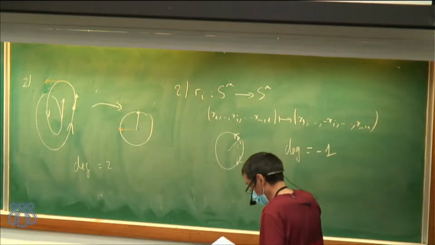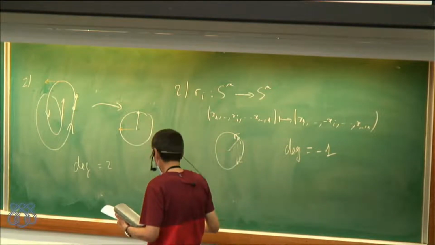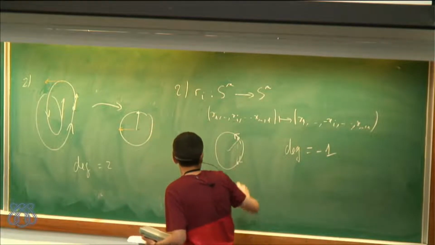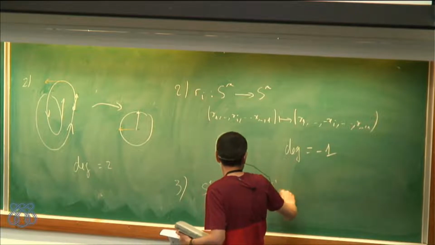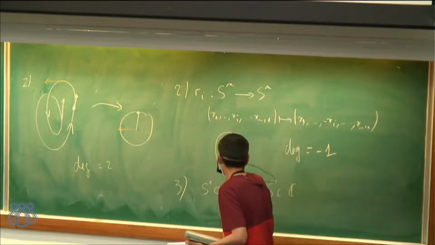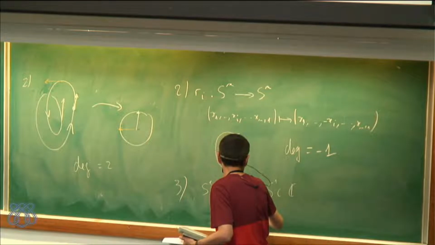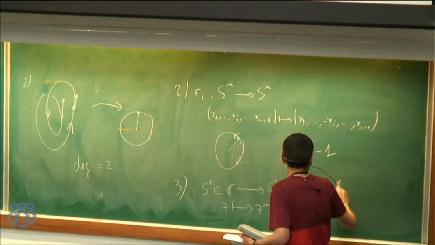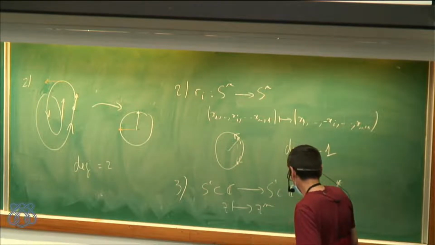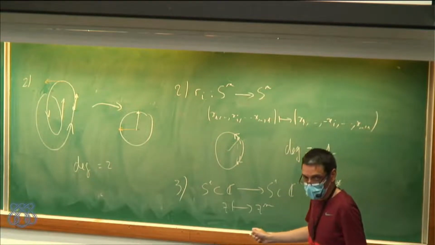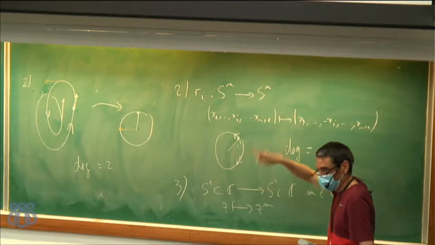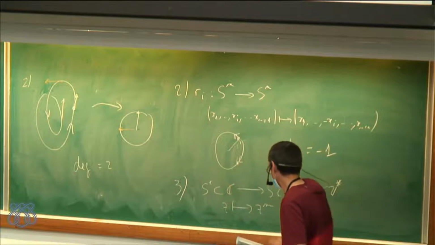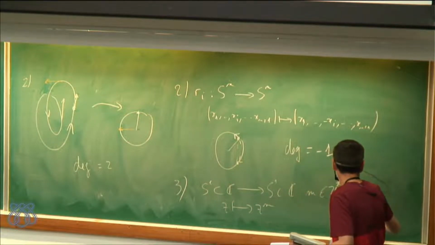So another example, if you consider S1 in C, and you consider the mapping z is sent to z to the m, with m a non-zero integer. So the degree will be m. This is the number of loops you make when you go around the circle. So here the degree is m. Good.